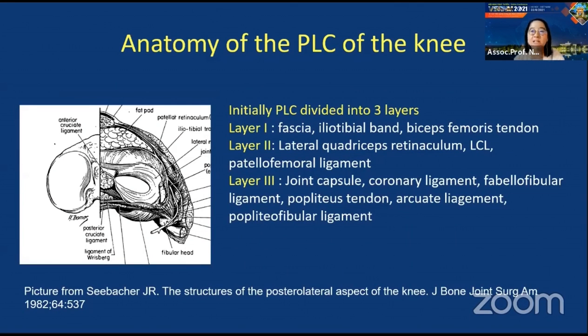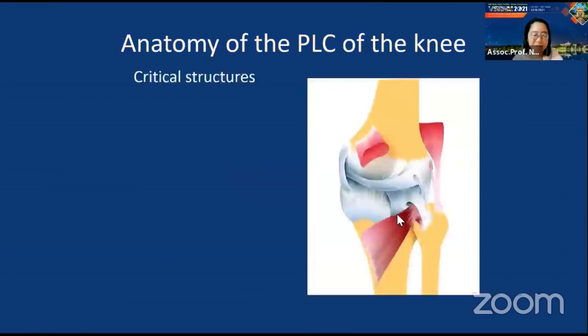Initially, this structure was described in a very complex way by anatomists, in 3 layers. For example, the first layer is more superficial, like the biceps femoris tendon. The deeper structures are the LCL, and the deepest are the capsular structures. This is quite difficult to understand, and it's not very clinically relevant in surgery. So I would like to simplify it, and we will focus on the structures we really need to know during surgery.